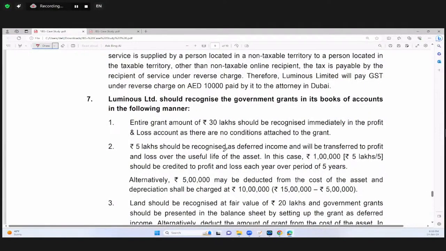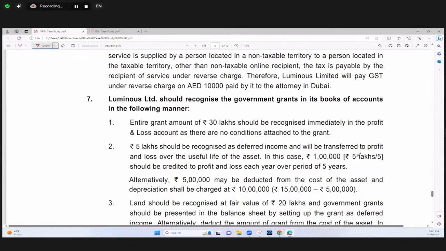So 5 lakhs should be recognized as, there were two different methods which we discussed. One was either to recognize it as deferred grant income or to reduce it from the cost of the asset. Here, the first part of point 2 is discussing the first method, where 5 lakh is recognized as deferred income and is transferred to P&L over the useful life of the asset. In this case, 5 lakh divided by 5 years, 1 lakh is to be recognized every year as deferred income.